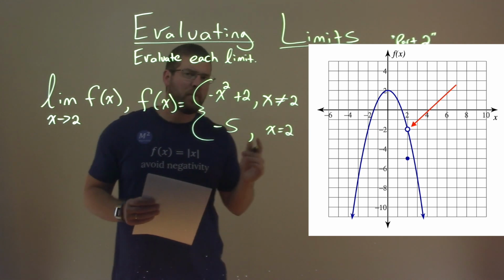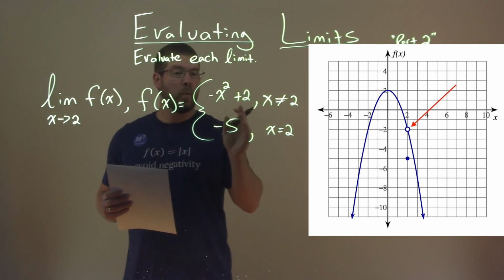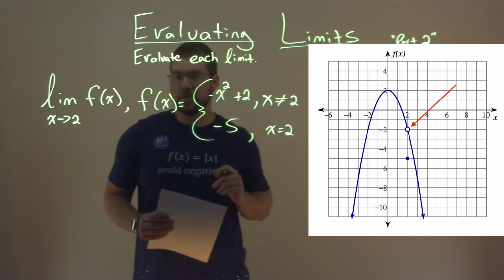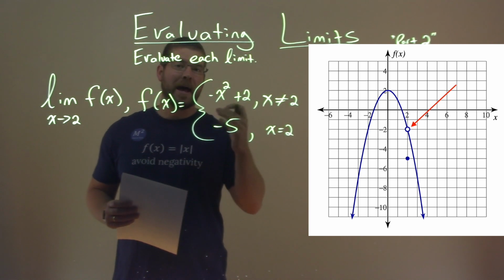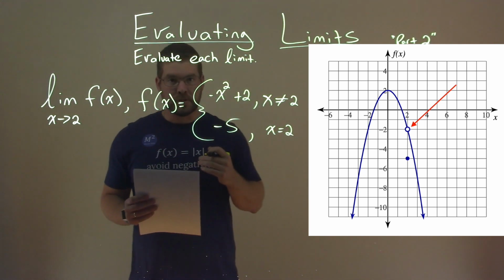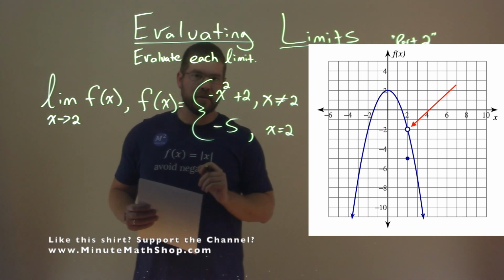And so with that graph, you can see that it's actually approaching the value that would be the first part of the equation, the negative x squared plus 2. And so we use this part to evaluate what happens at 2, and then that's going to be our limit where it's approaching. Also because this is a continuous function except at x equals 2.